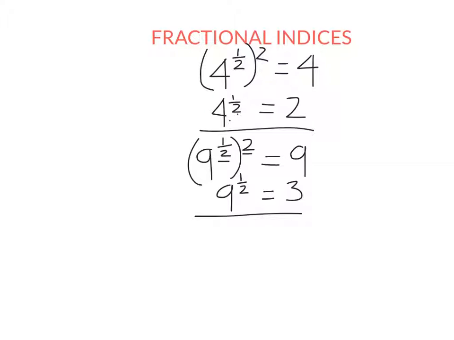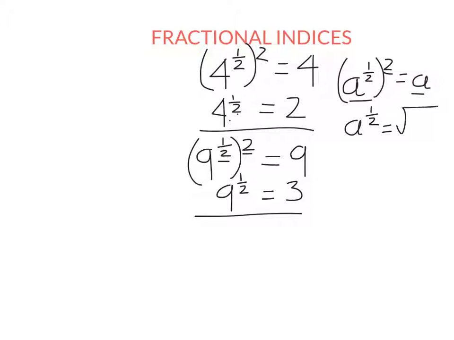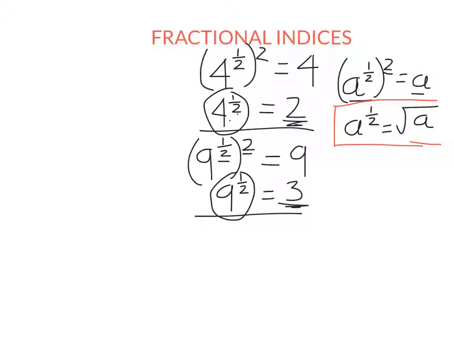So hopefully you're seeing that if I raise a to the power of a half to the power of 2, if I square it, I just get a. But the thing that you square to get a is the square root of a. So raising something to the power of a half is the same as square rooting it. Just like 9 to the power of a half gave us the square root of 9, and 4 to the power of a half gave us the square root of 4. So we have this rule that a to the power of a half is equal to the square root of a.